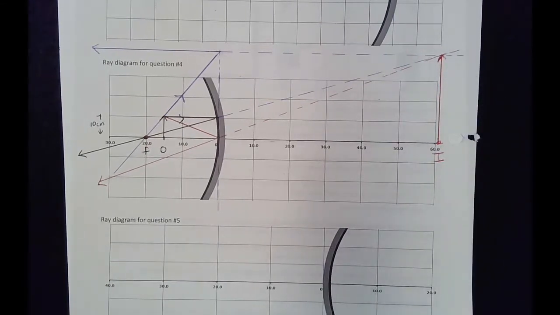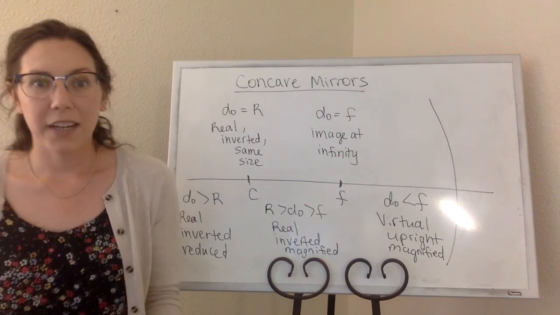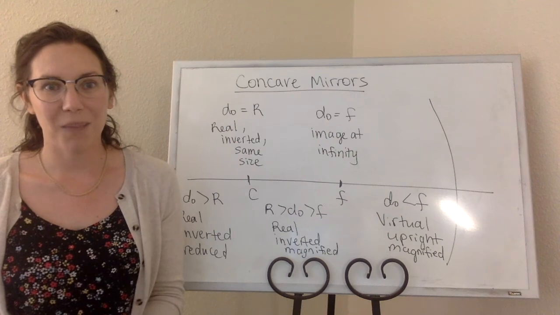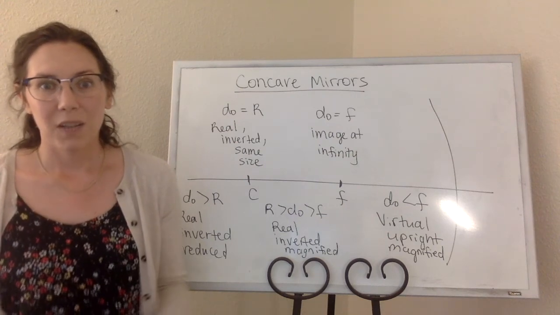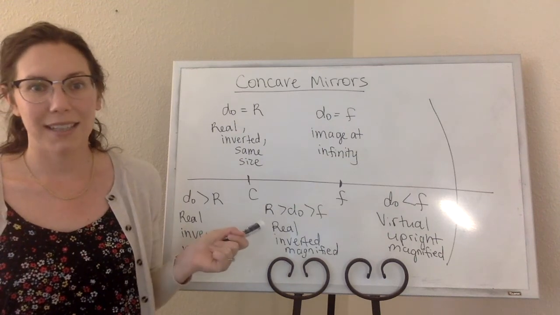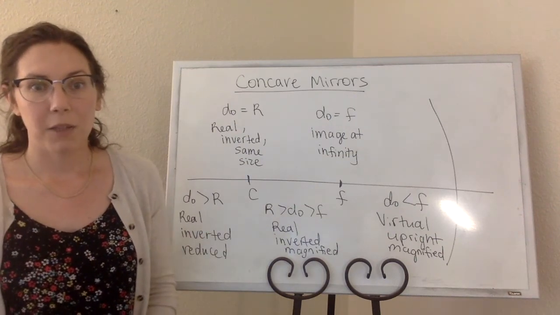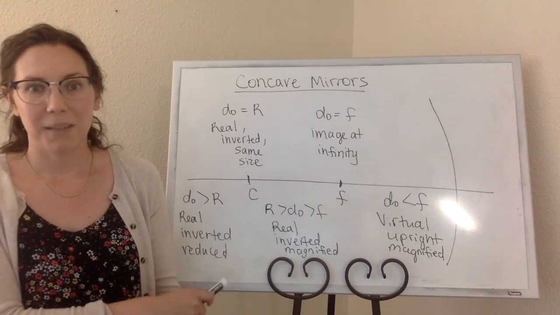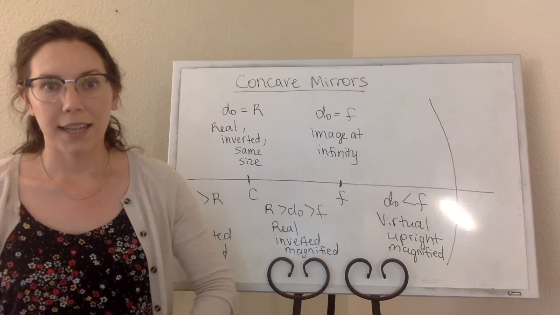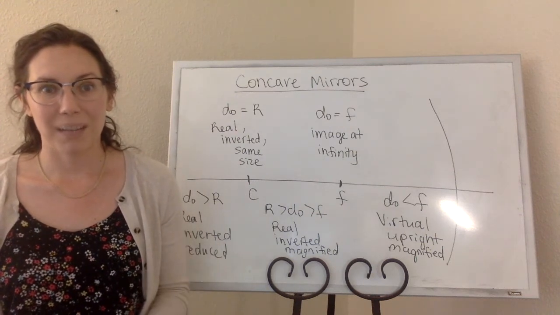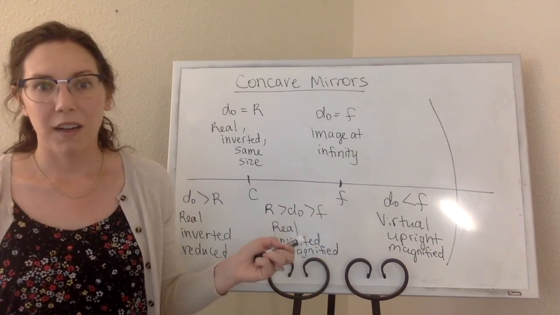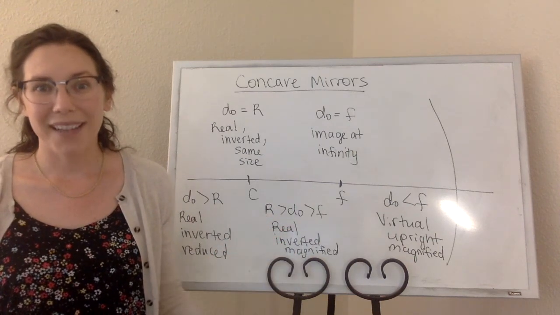We've seen now that the characteristics of an image formed from a concave mirror depend on the placement of the object in relation to the mirror. So let's take this far case where we have the object placed outside C. In that case, we get an image that's real, inverted, and reduced. Then if we move it closer, we put it at C at the center of curvature. In that case, the image is real, inverted, and the same size. Now if the object's between C and F, our image will be real, inverted, and magnified.